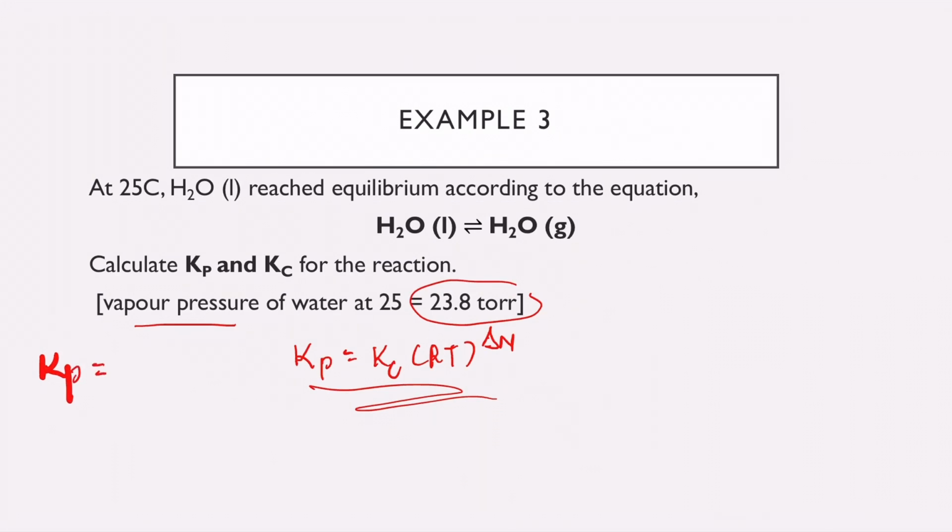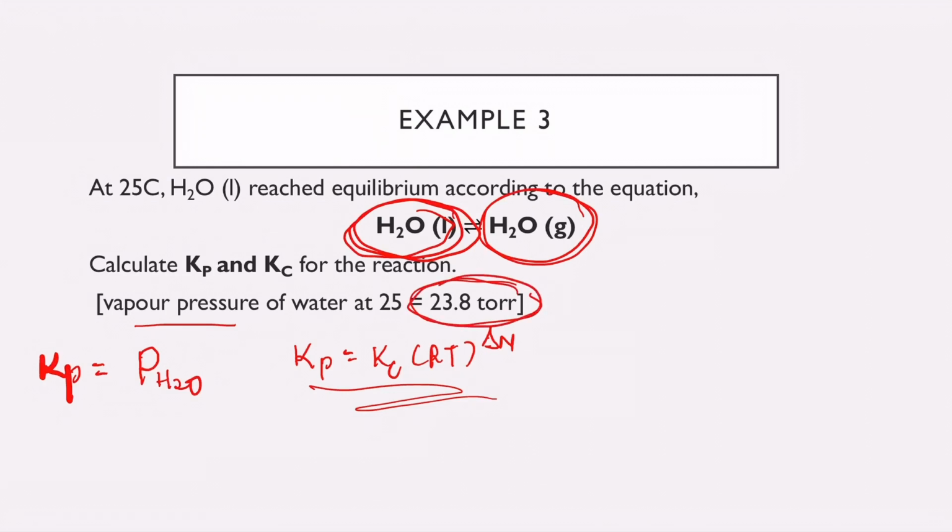First, Kp. You have liquid water, right? For liquid water, you will not include it in your expression. So you're just going to write the partial pressure of H2O. So liquid is not included, okay? That means your partial pressure of water is equal to the Kp, the value.